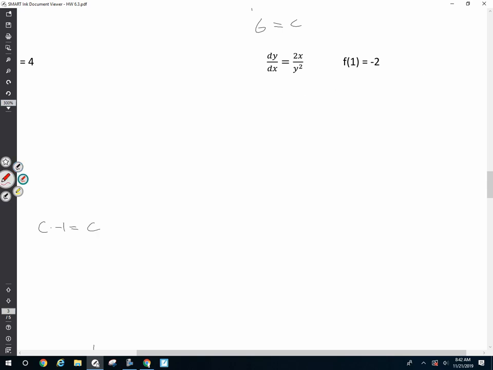All right. Same kind of deal, but I'm going to multiply by y squared and multiply by dx. Giving me y squared dy equals 2x dx. Antiderivative of both sides. 1/3 y cubed equals x squared plus c. Multiply everything by 3. Y cubed equals 3x squared plus c. And cube root everything.